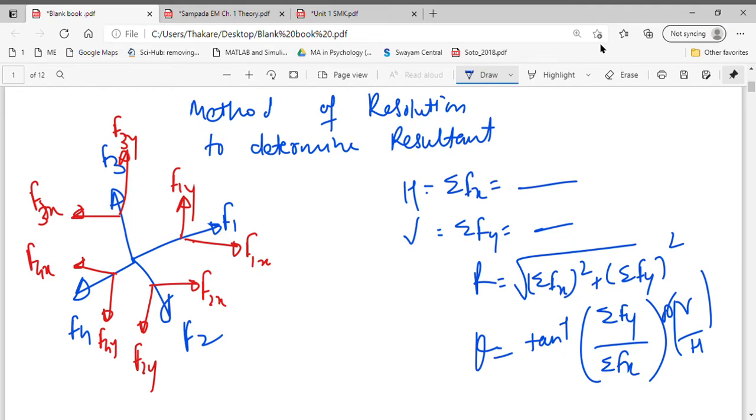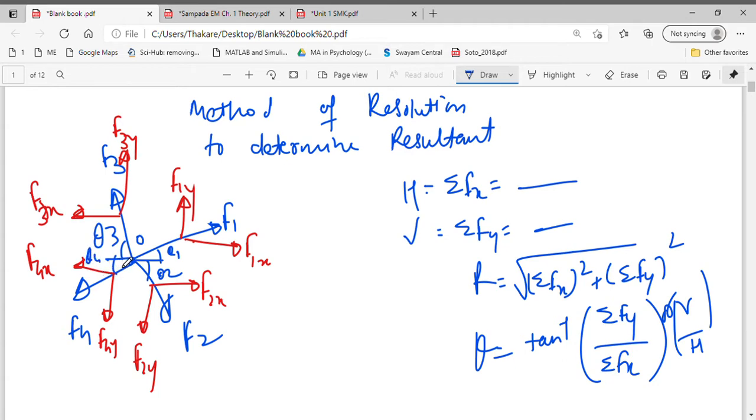Hello all. In this video, we will be discussing how to determine the resultant when you have more than three forces acting at a point. We have considered here a point O on which there are four forces acting, F1, F2, F3 and F4, at angles theta 1, theta 2, theta 3 and theta 4.